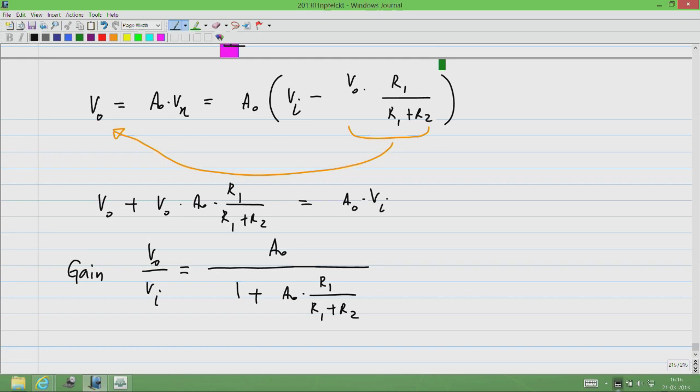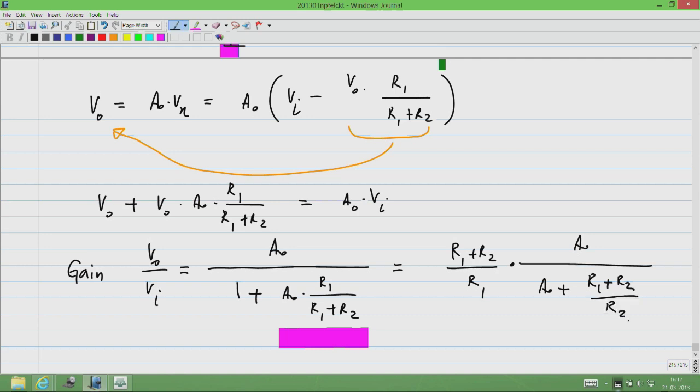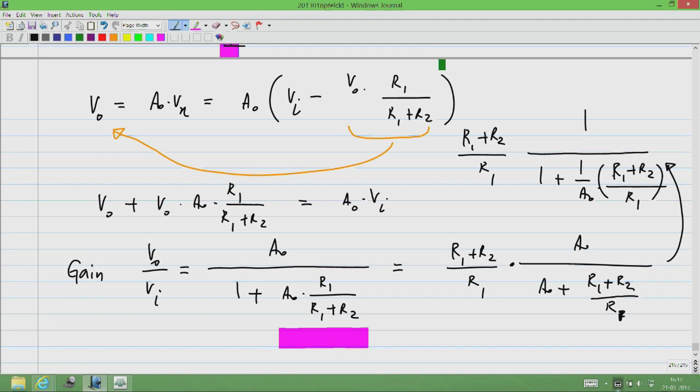Now this can be written in a number of different ways. If I take this term to the numerator, I will get R1 plus R2 by R1 times A0 plus R1 plus R2 by R1. And it can also be written as R1 plus R2 divided by R1 times 1 by 1 plus 1 by A0 R1 plus R2 by R1.